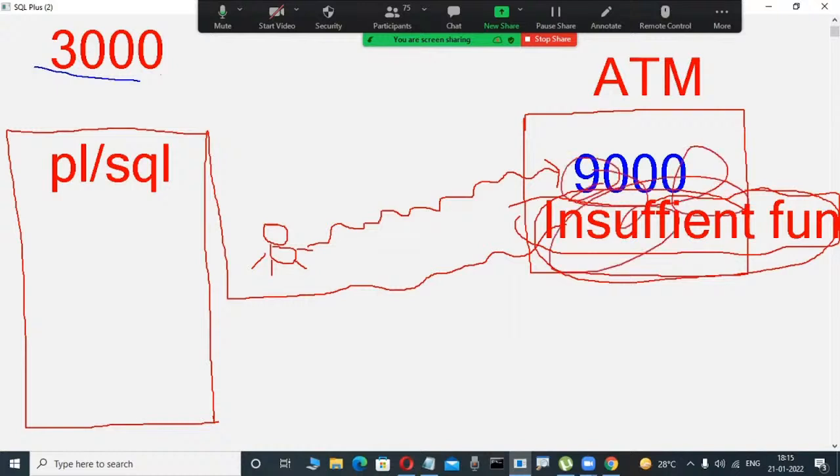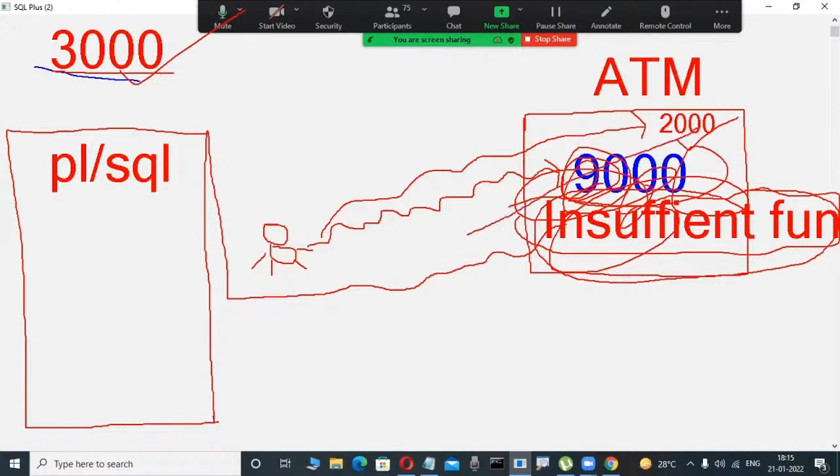Another scenario. For example, my balance is 3,000. Suppose I insert an ATM card and try to withdraw 2,000 rupees. Is it possible? Yes, because my balance is 3,000, and 2,000 is less than 3,000. That's why this withdrawal is possible in this example.